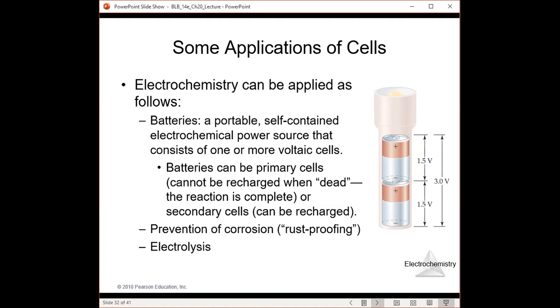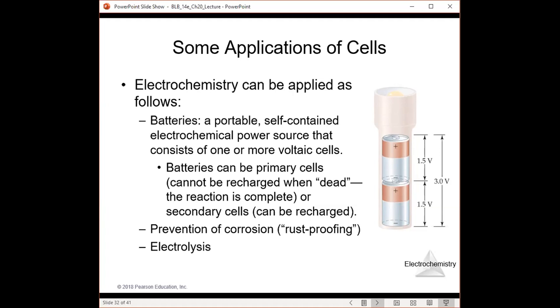They can be primary cells. Primary cannot be recharged when dead. The reaction is complete. Secondary cells are rechargeable. So what you have in your cell phone are secondary cells when it comes to the battery. The battery in a cell phone is considered a secondary cell. A little Duracell battery, a AAA or a AA, that you just use one time and you dispose of, that you use till it's dead, that is a primary cell. That's the difference.